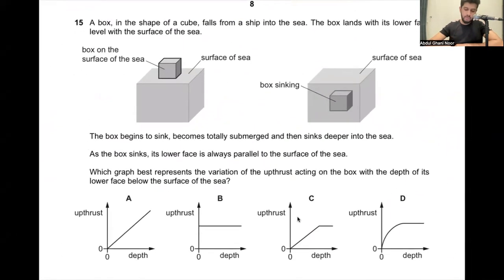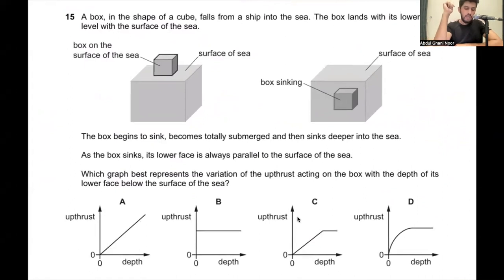Question 15. Now, this was a good question. A box in the shape of a cube falls from a ship into the sea. The box lands with its lower face level with the surface of the sea. The box begins to sink, becomes totally submerged, and then sinks deeper into the sea. So this is our box. And this box is at the surface of the sea first. Initially, it sinks inside, gets completely submerged, and then continues to sink further and further down.